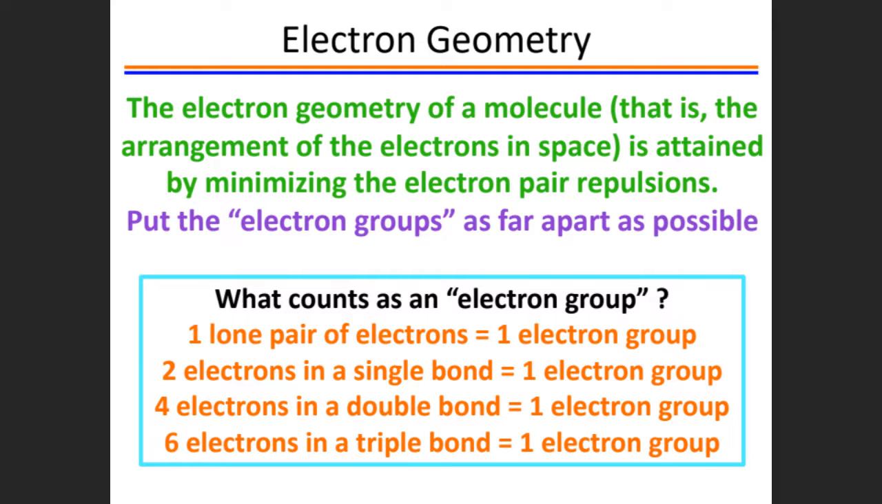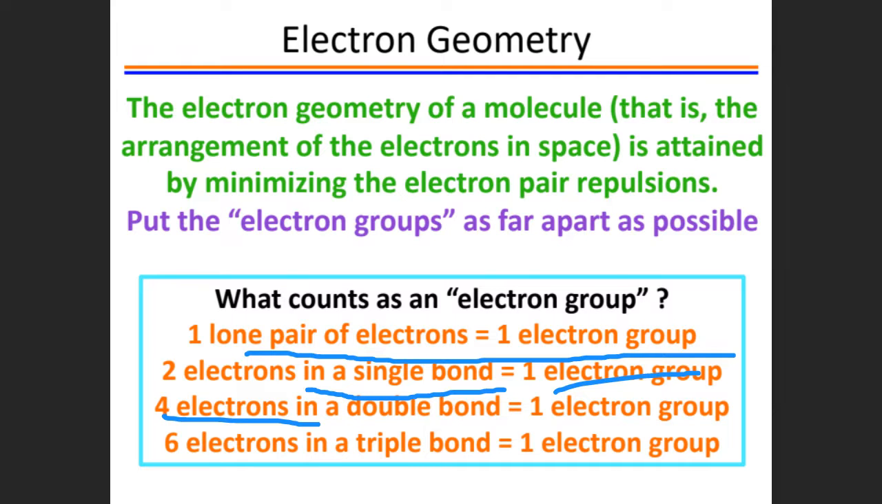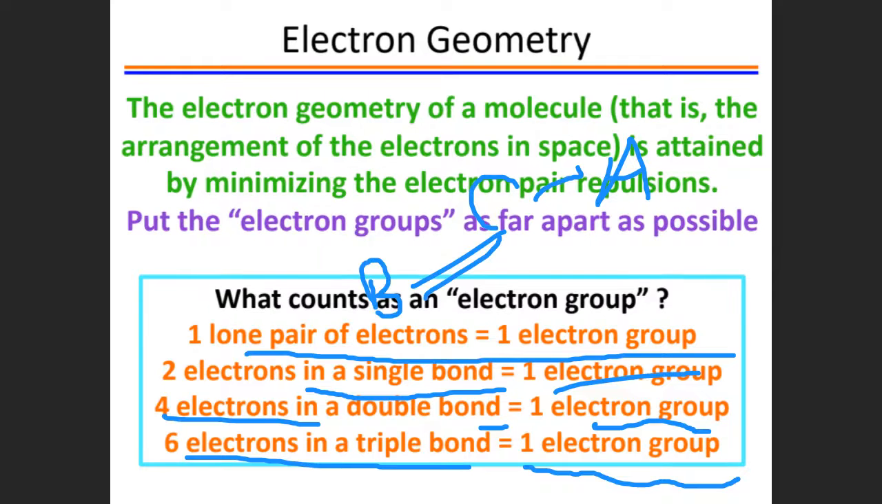One lone pair of electrons is one electron group. Two electrons in a single bond equal one electron group. Four electrons in a double bond are also one electron group. Six electrons in a triple bond are also one electron group. So it doesn't matter whether it's a single, double, or triple bond; each we consider as one electron group. Got it?